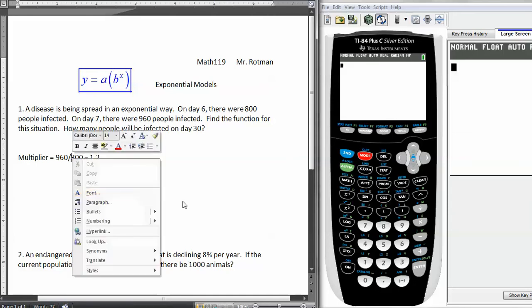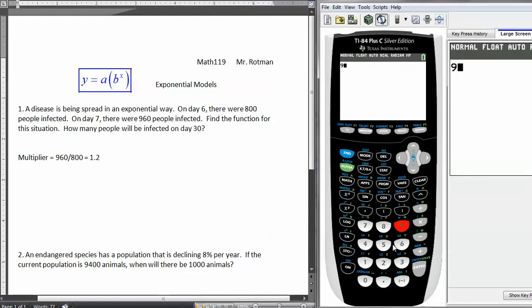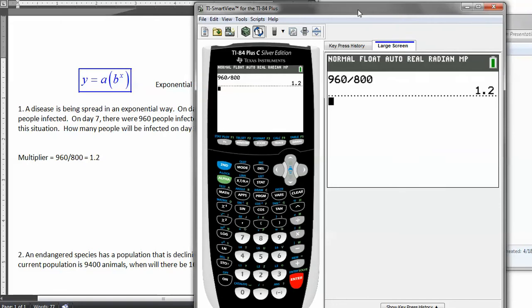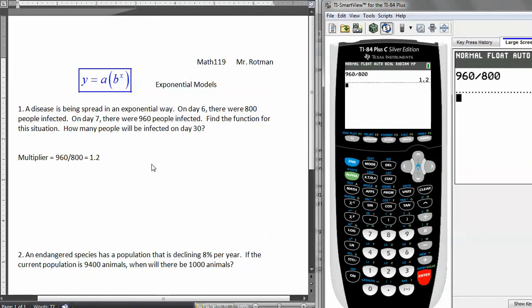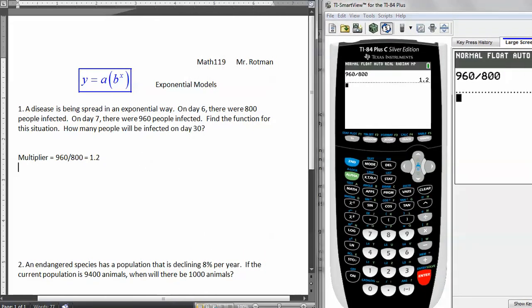If we go to our calculator over here, we can type in 960 divided by 800 and get the answer. Let's pull this over, you can see 1.2. That's the multiplier. So I know the function has to be y equals a, whatever that is, times 1.2 to the x power.